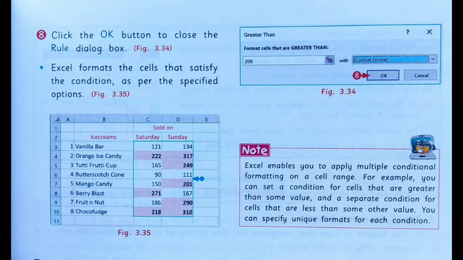Note, Excel enables you to apply multiple conditional formatting rules on a cell range. For example, you can set a condition for cells that are greater than some value and a separate condition for cells that are less than some other value. You can specify unique formats for each condition.